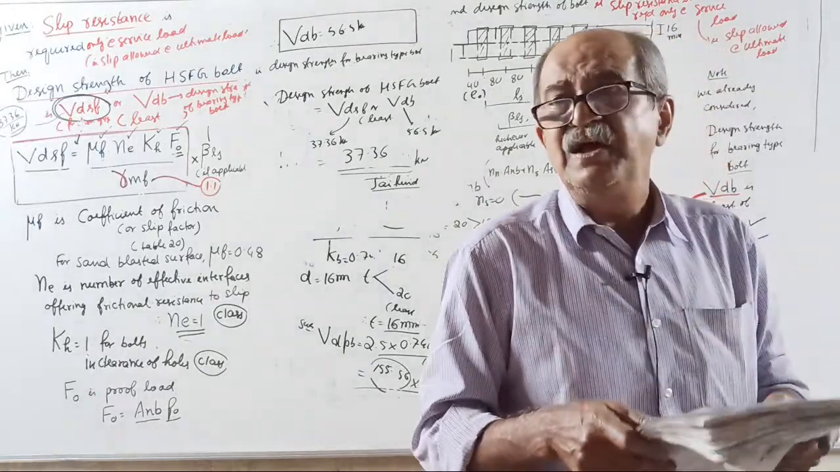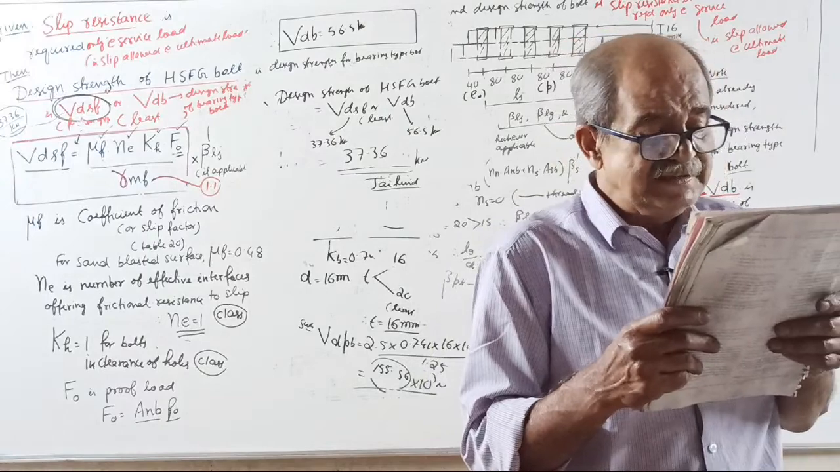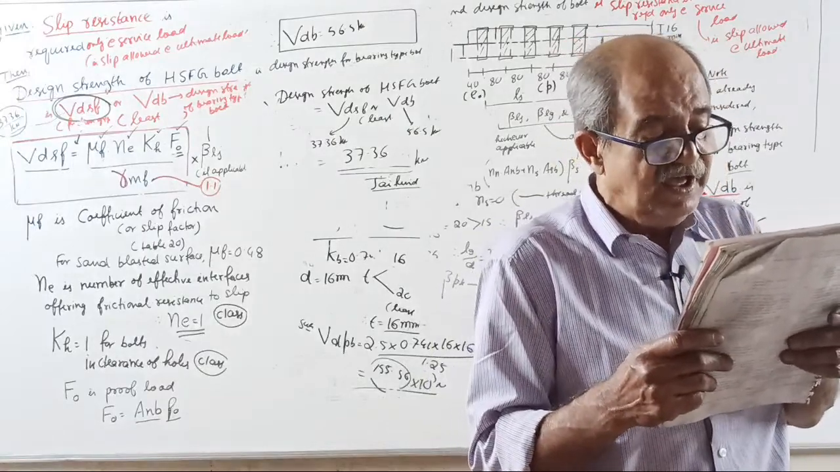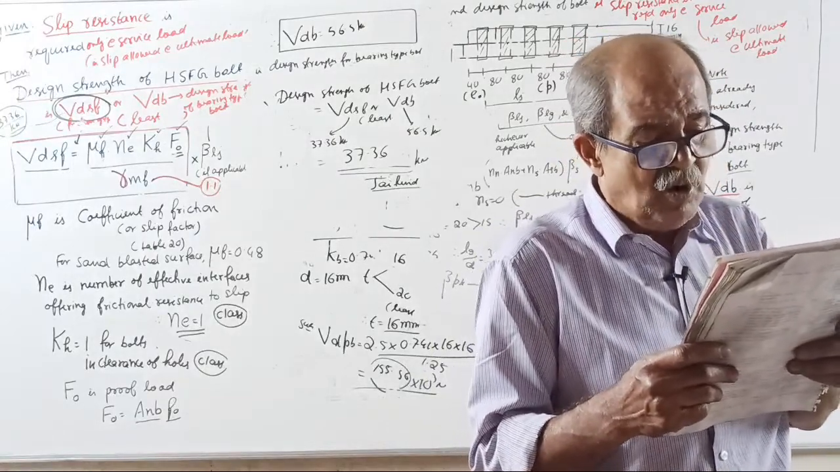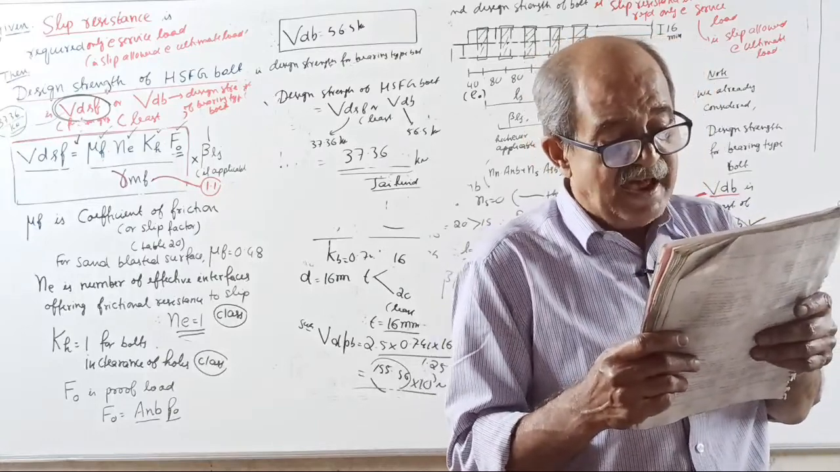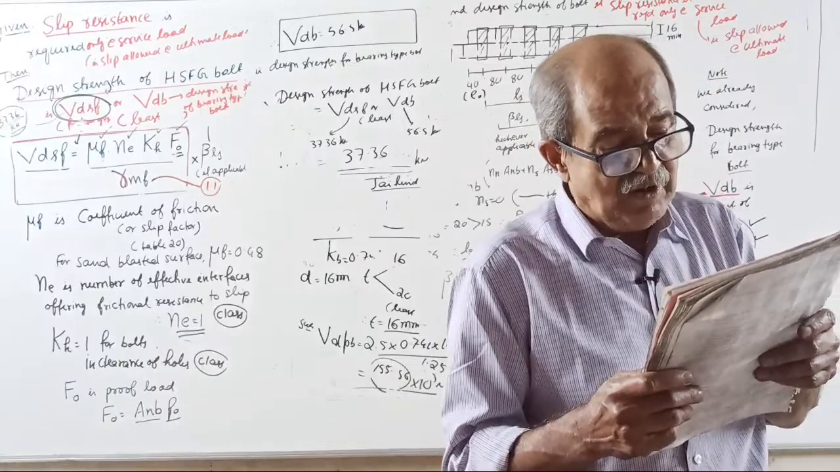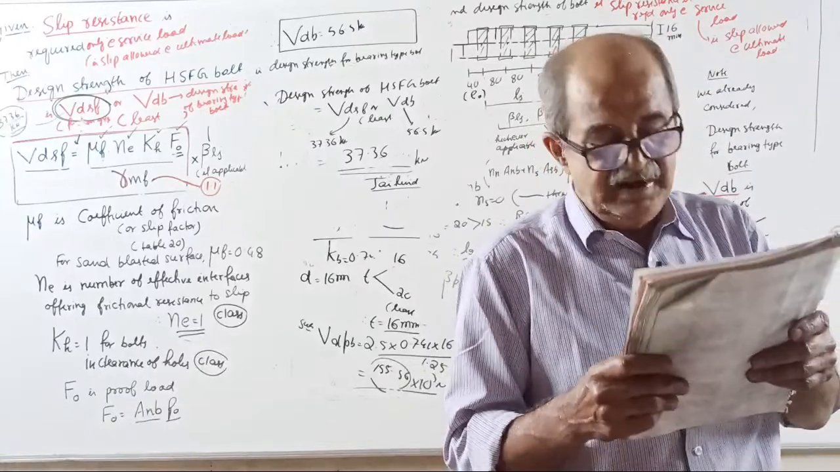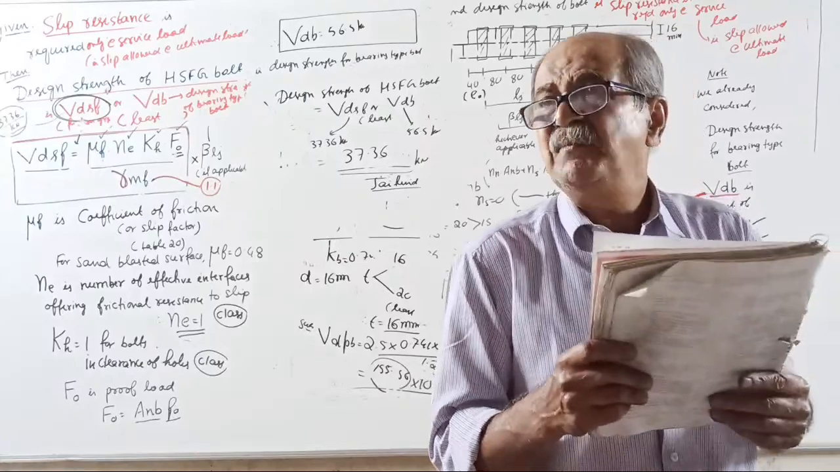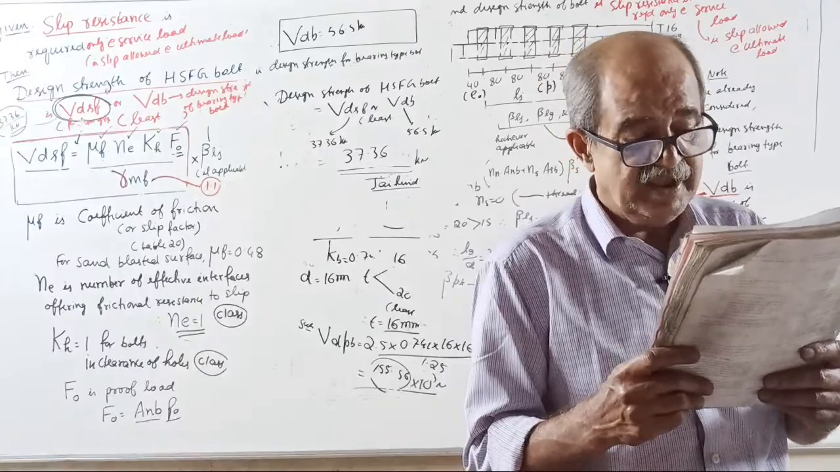Surface not treated, that is 0.2, very weak. Surface blasted with shot or grit with any loose rust removed, no painting, 0.5. Surface blasted with shot or grit and hot dip galvanized, and so on. Depending on that, take mu F. Usually sand blasting is 0.48. Okay.